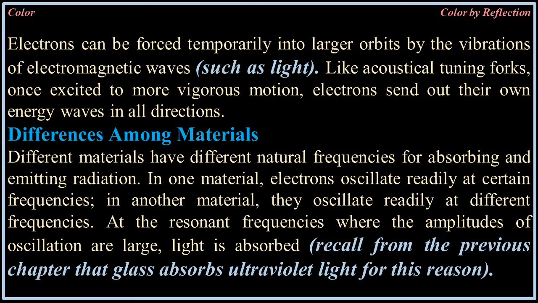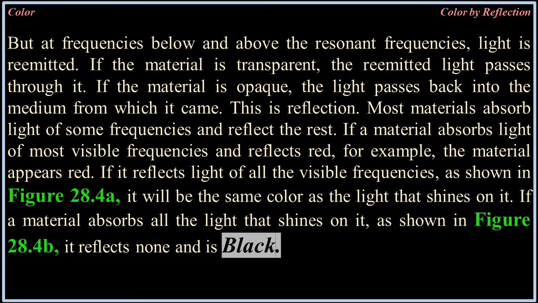Differences among materials. Different materials have different natural frequencies for absorbing and emitting radiation. In one material, electrons oscillate readily at certain frequencies. In another material, they oscillate readily at different frequencies. At the resonant frequencies where the amplitudes of oscillation are large, light is absorbed. Recall from the previous chapter that glass absorbs ultraviolet light for this reason. But at frequencies below and above the resonant frequencies, light is re-emitted.